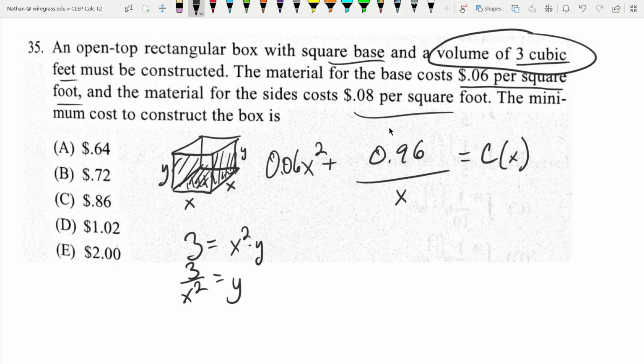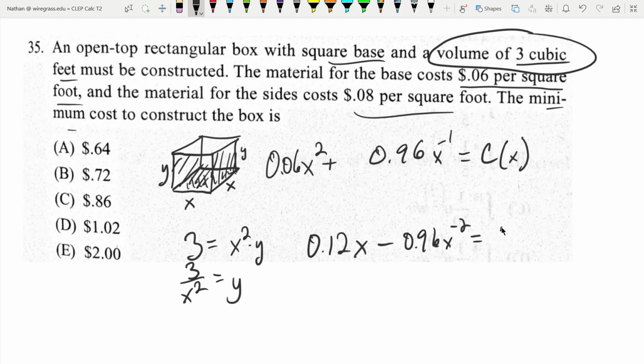And to find a minimum, we need to find the derivative of this thing and set it equal to 0. So the derivative of this would be 0.12x, and this is the same thing as x to the negative 1. So bring that down and then subtract 1 from the power, so minus 2. That's our derivative, and this equals 0. I'm going to add this over the other side and go from there.